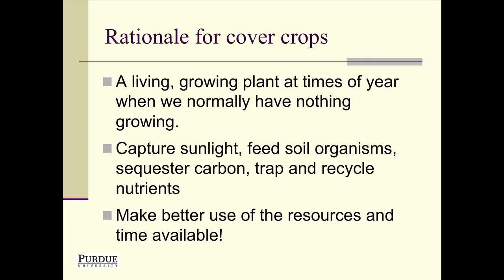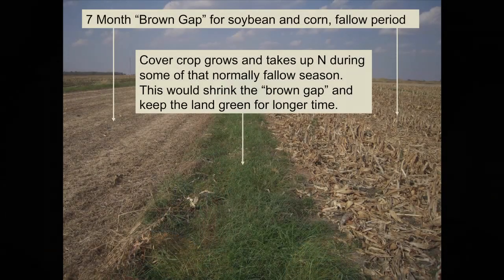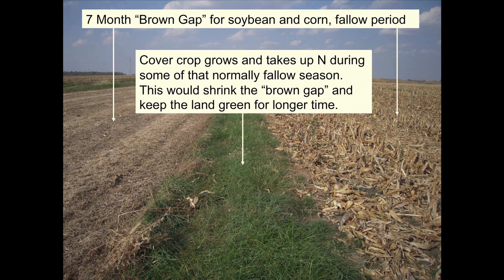Another way of thinking about it is to look at a photo. This was at the Purdue agronomy farm a couple of years ago where we had admittedly a very early harvest, but this was September 1st. Soybeans on the left, corn on the right, harvested and brown. Okay, brown all of September, brown in October, brown in November, brown all winter, brown in March, brown half of April.